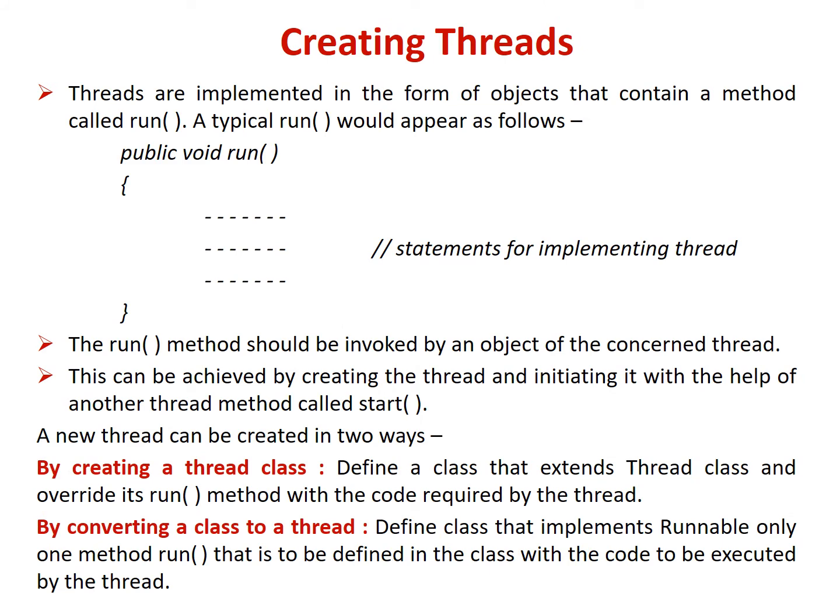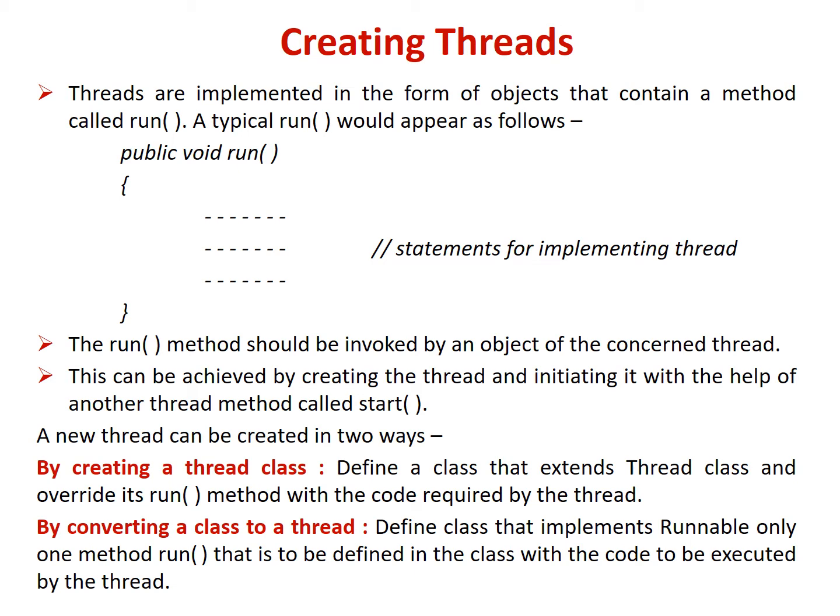Now we will see how to create the threads. Threads are implemented in the form of objects that contain a method called run. A typical run method would appear as public void run, and then in the body of the run method the statements for implementing the thread. The run method should be invoked by an object of the concerned thread. This can be achieved by creating the thread and initiating it with the help of another thread method called start.